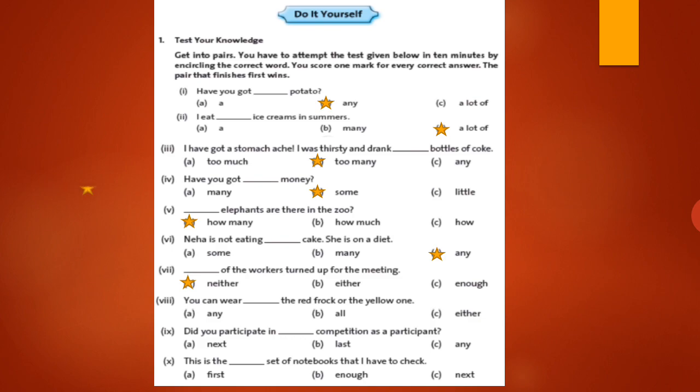Next one we have, you can wear either red frock or the yellow one. You can wear either. Next one, did you participate in any competition as a participant? Did you participate in any competition as a participant? Last one we have, this is the first set of notebooks that I have to check. This is the first set of notebooks that I have to check. Okay beta.